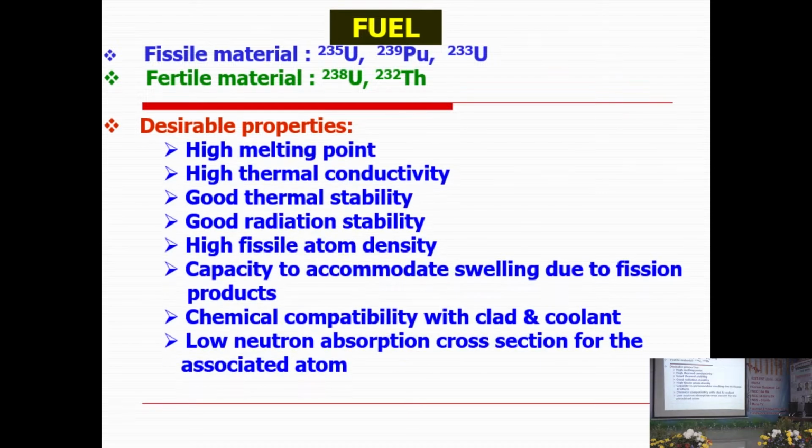What are the desirable properties for nuclear fuels? You should have a high melting point, because in the fuel itself we are generating high energy, and it should not melt. Then high thermal conductivity, because the heat is generated in the fuel matrix and has to be passed to the coolant. It should also have good thermal stability, because when I design something with some structure, if heat treatment changes it to some other structure, it may deviate from our design parameters. Then good radiation stability, high fissile atom density, capacity to accommodate swelling due to fission products, chemical compatibility with clad and coolant, and low neutron cross sections for the associated atoms.